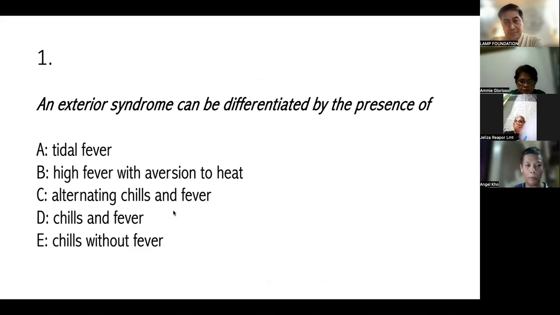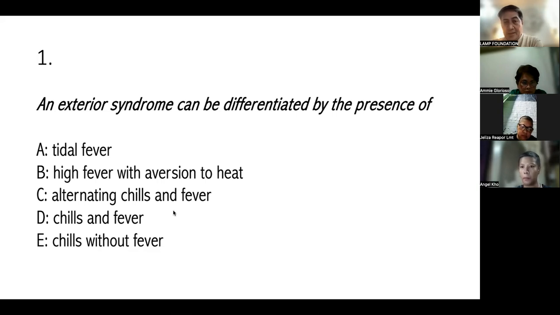Good evening, Doc. Good evening, classmates. Good evening. Number 1, an exterior syndrome can be differentiated by the presence of. Answer na lang po ba, Doc? Answer na lang. Answer ko po is, kung exterior syndrome po, meron po siyang chills and fever po. Yun po yung nangyayari kapag when cold or when heat exterior po. So basically, kino-compare natin ito sa interior. 'Di ba? Opo, opo.